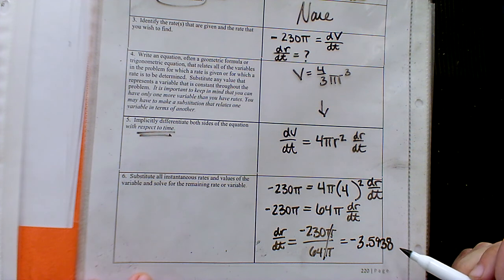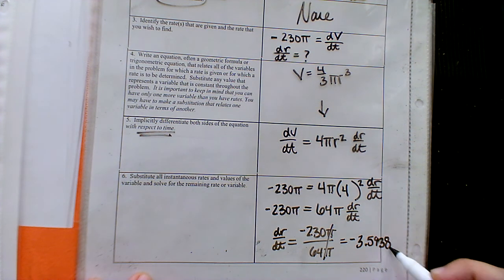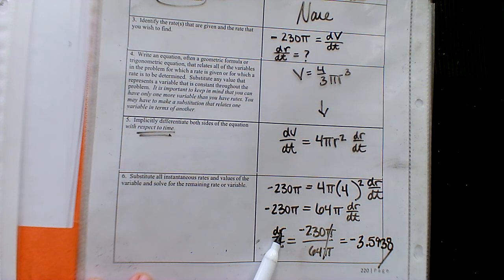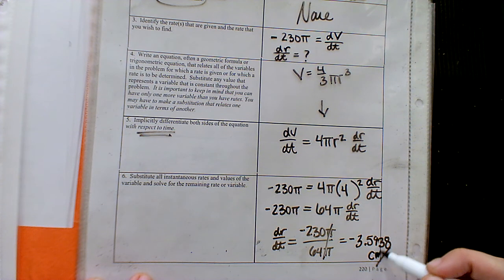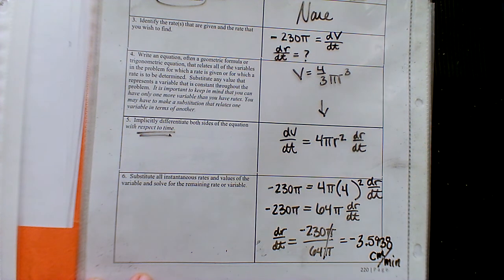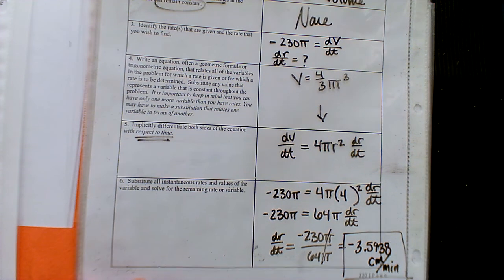Now we should have units on this. Can we think about what that might be? What is our radius unit? What is our time unit? We have dr over dt. What do you think, Anush? Centimeters per minute. Per minute, okay? So for volume, it was cubic centimeters. Cubic because it's a volume unit. Since it's a radius, it's just straight centimeters, meaning a distance. Okay, so there is our rate of change for the radius.